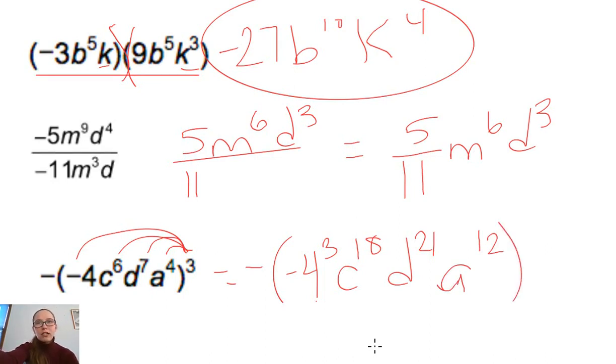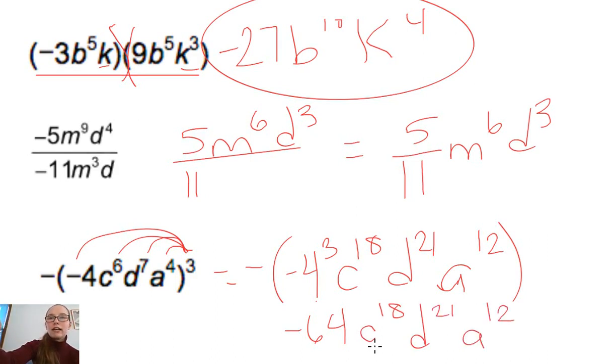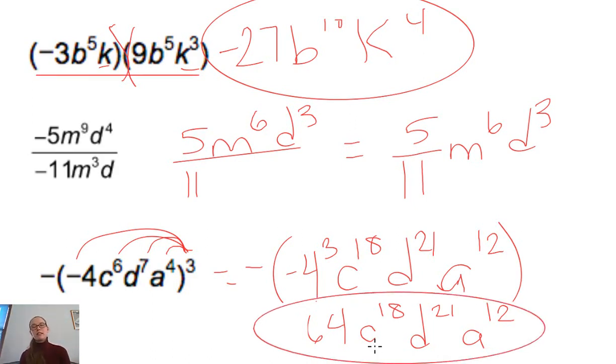Now you can simplify it more. 4 to the 3rd power is 64. Yep, I'm going to keep rewriting everything here. And this negative on the outside means it's the opposite, so I'm going to make it positive, so I can actually erase it. So my final answer would just be positive 64, c to the 18th power, d to the 21st power, and a to the 12th power.